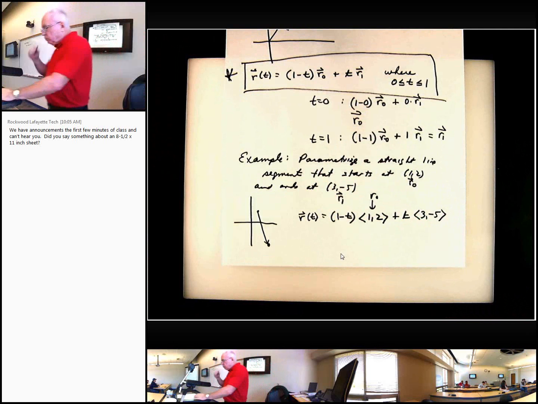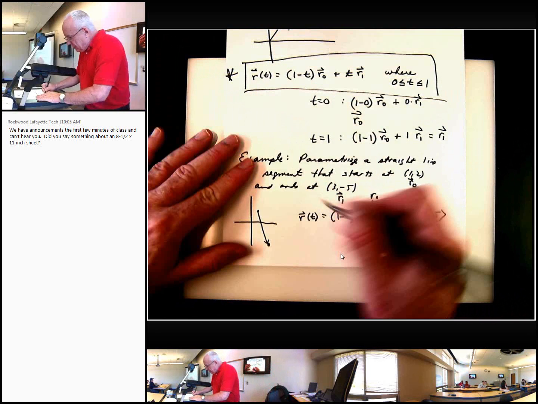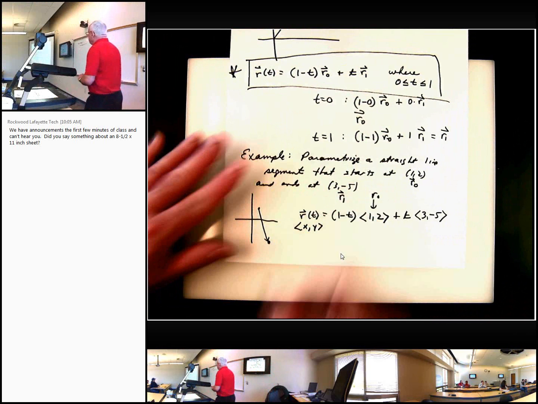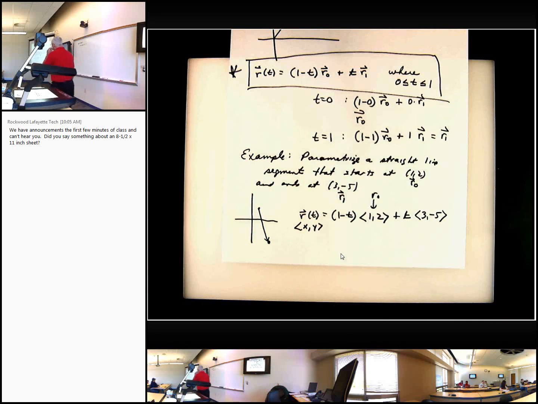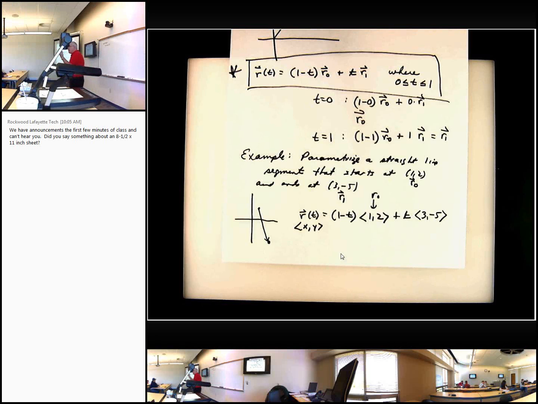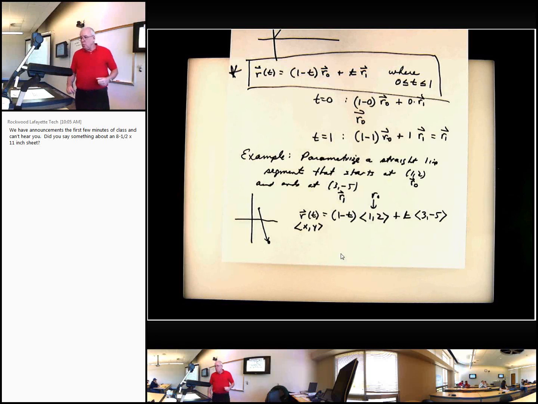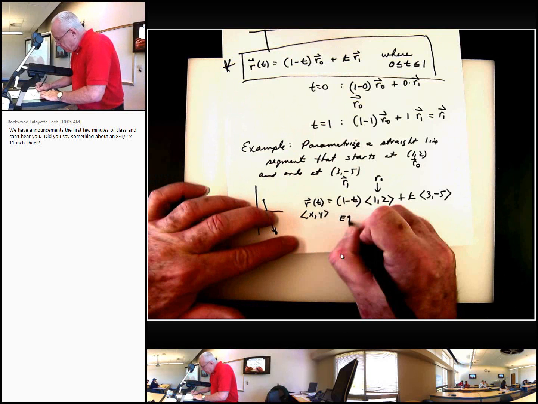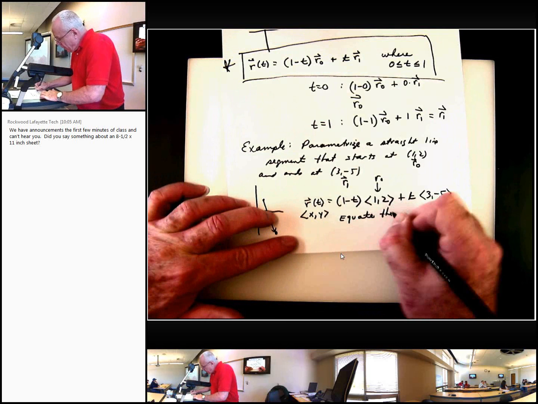Now, this r of t is really broken up, it has two components to it. Every spot along that vector has an x component and a y component. So what I can do here then is equate the components of each side.